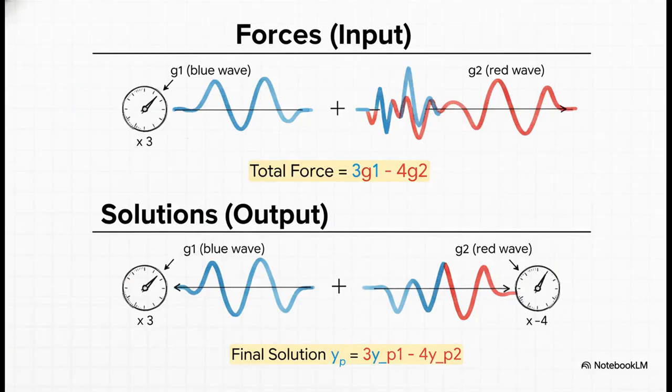Let's make this real. Imagine your total force is some combination of two simpler forces, like 3 times force G1 minus 4 times force G2. If you've already figured out the particular solutions for G1 and G2 on their own, we'll call them y_p1 and y_p2, you don't have to start all over again. The new particular solution is just 3 times y_p1 minus 4 times y_p2. It's an incredibly powerful time saver for tackling complex problems.